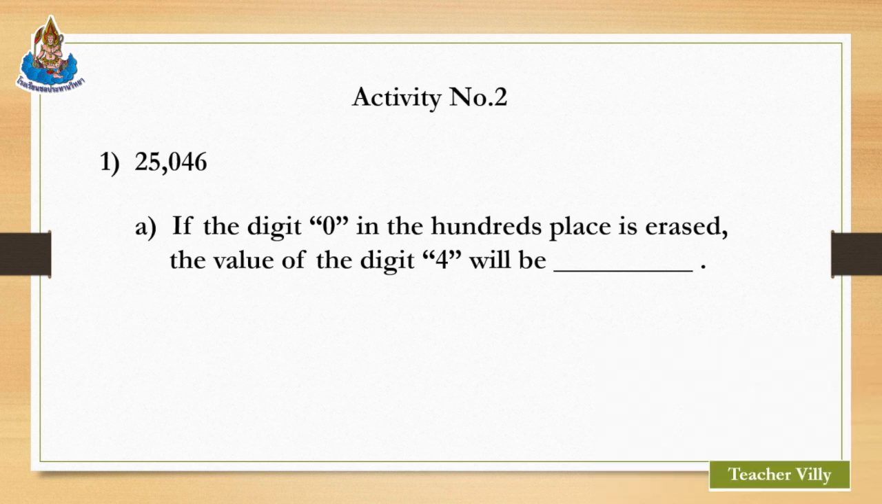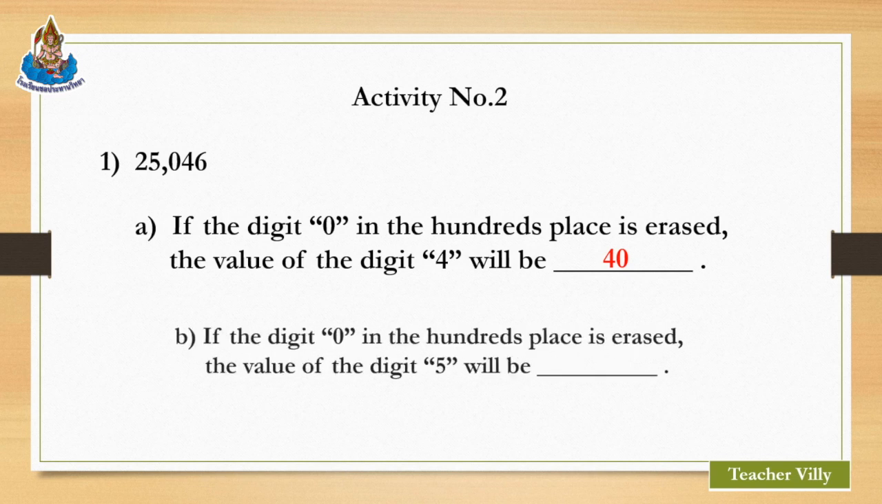Alright, so let's check your answer. If the digit 0 in the hundreds place is erased, the value of the digit 4 will be 40. Right, very good. Let's take the second question. Letter B.